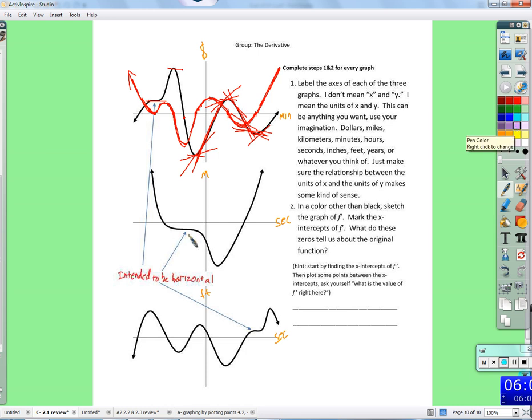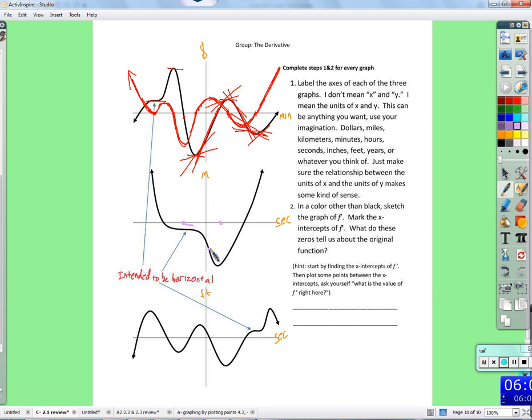Same thing. We get a zero slope here. We're going to see the y value of the derivative be zero. Here we get a zero slope. We're going to see the y value of the derivative be zero. What kind of slopes do we have in between? Negative. They're pretty small for a while. Not very big, right? Close to zero is what I mean.